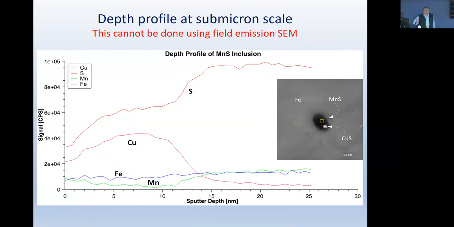So not only that, you cannot do that using sophisticated field emission microscopes. You cannot also do the following. We go, for example, to another manganese sulfide inclusion. This time, we are looking at the top of it, cut and polished. Here is the manganese sulfide inclusion block. The yellow square is what we are analyzing, doing depth profile only from this area.